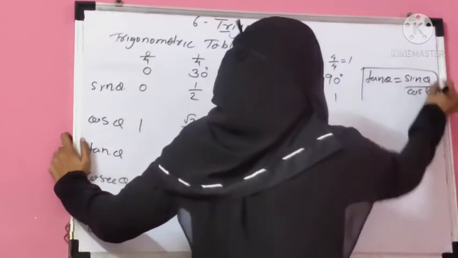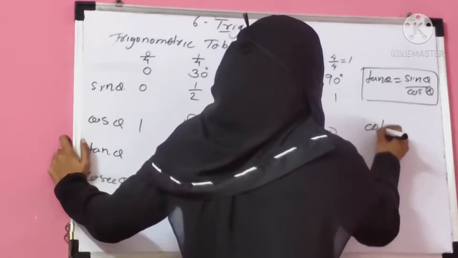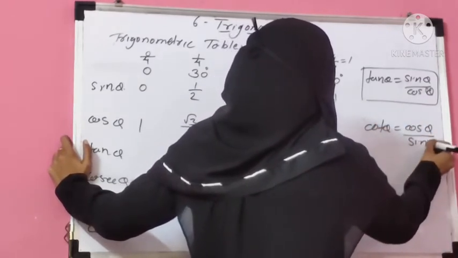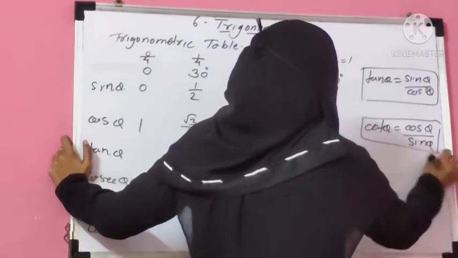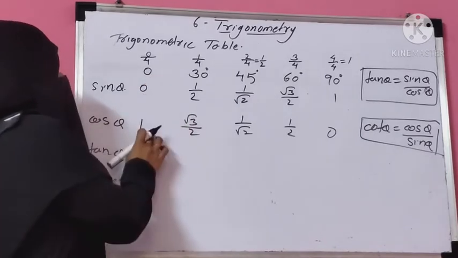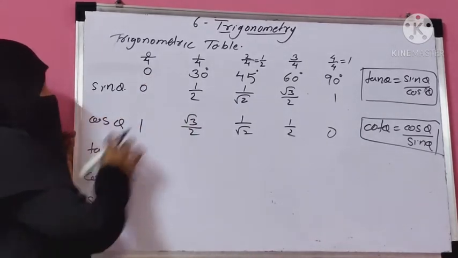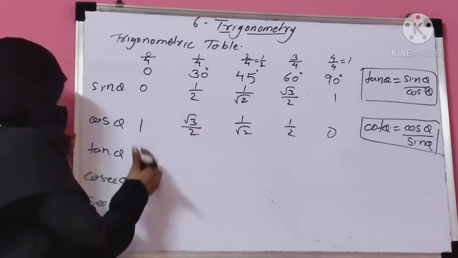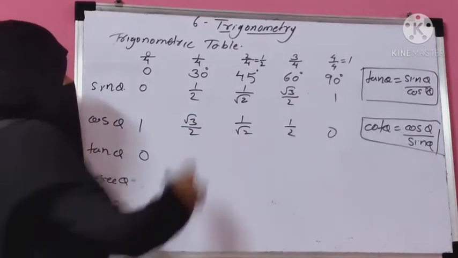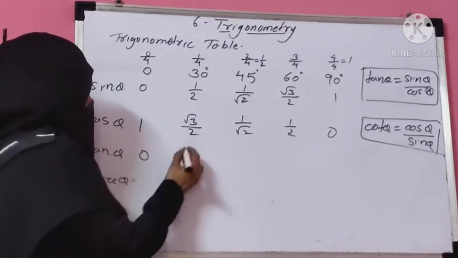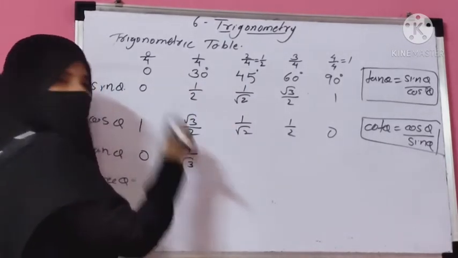Write this formula also. And cot theta is equal to cos theta upon sin theta. That means if you divide cos with sin, then you get cot. Now start dividing sin with cos, then you get tan. 0 divided by 1 is 0. 1 upon 2 divided by root 3 upon 2, then 2 get cancelled. Then answer is 1 upon root 3.